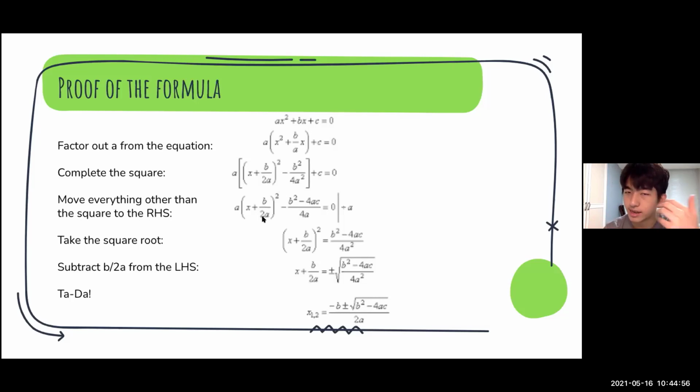I also divided by a, which makes x plus b over 2a, squared, equal to b squared minus 4ac over 4a squared. Then I took the square root, and don't forget one thing: I have to include plus or minus in this equation. Then I subtracted b over 2a so that this results at the end.